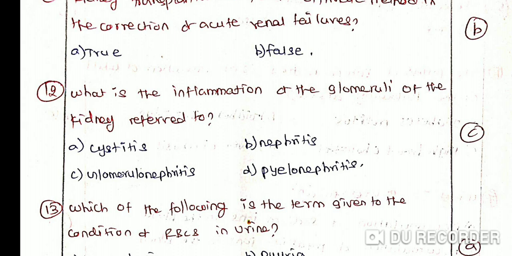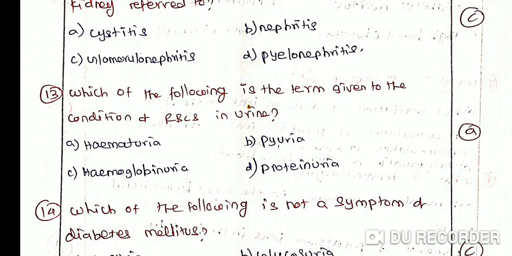respectively. Next question: which of the following is the term given to the condition of RBCs in urine? Option A, hematuria. Option B, pyuria. Option C, hemoglobinuria. Option D, proteinuria. The correct answer is option A, hematuria. Explanation: when RBCs are present in the urine, it is termed hematuria.